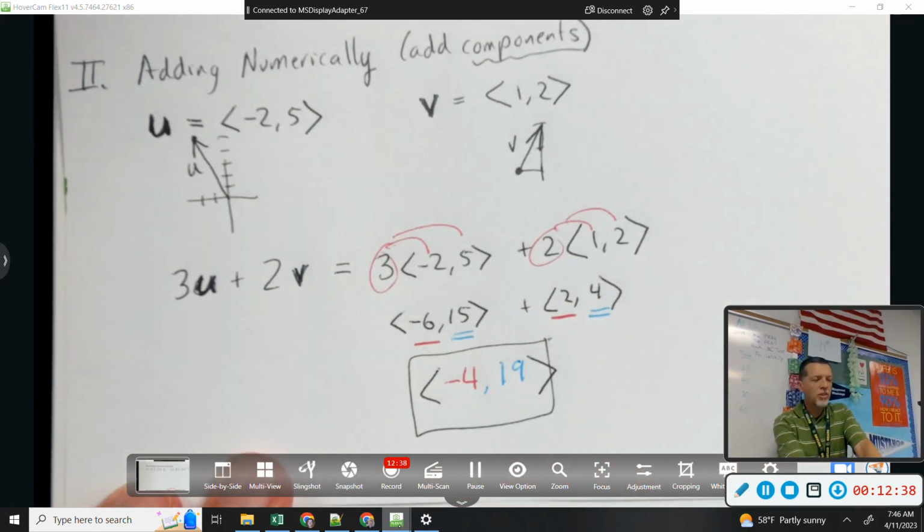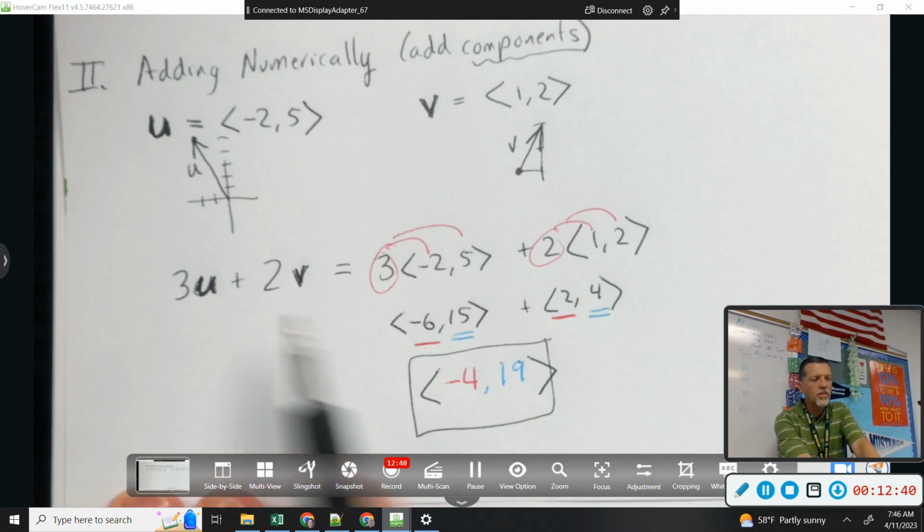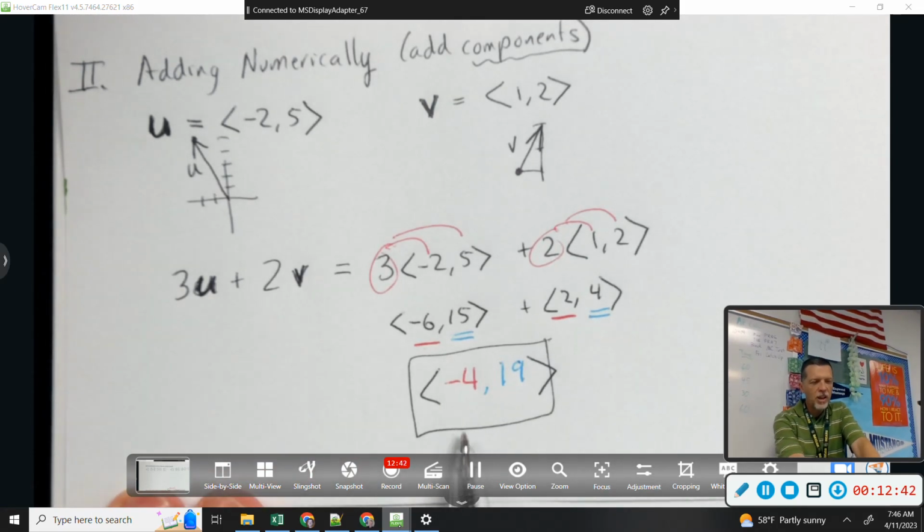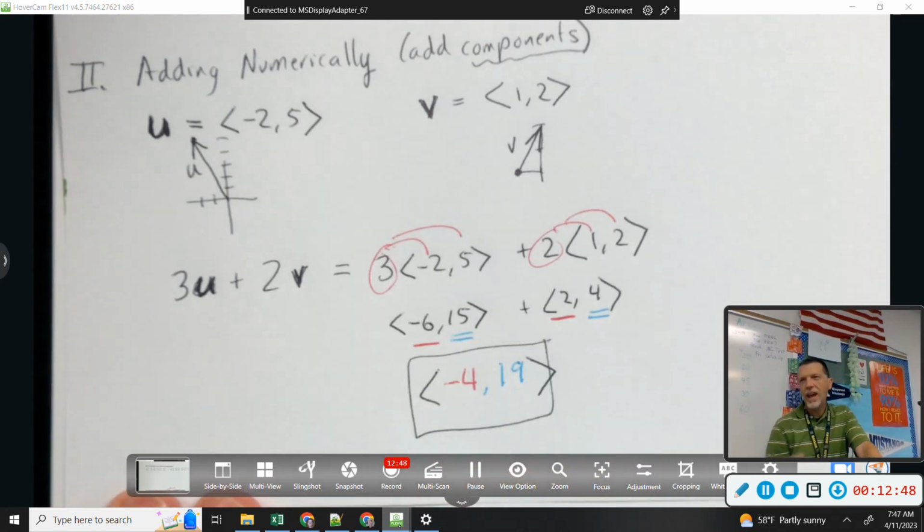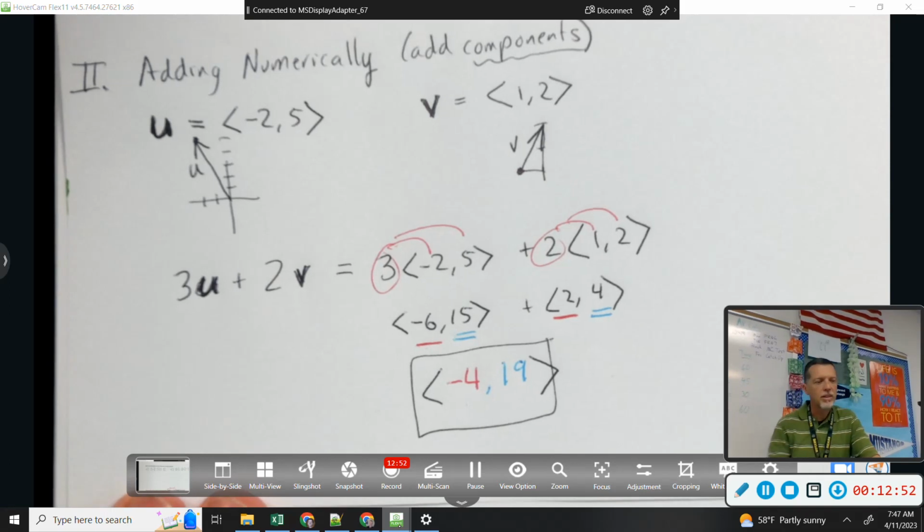That means if I traveled 3 u's and 2 v's, my net change would be 4 to the left and 19 up. This is way better than doing it by hand and drawing it out. Easier and more accurate.